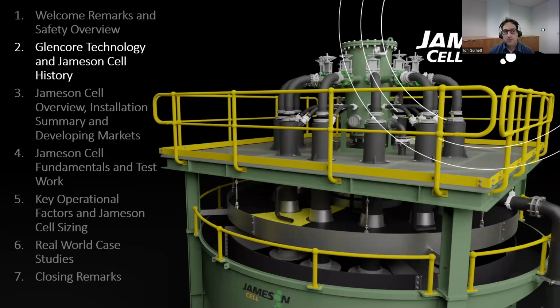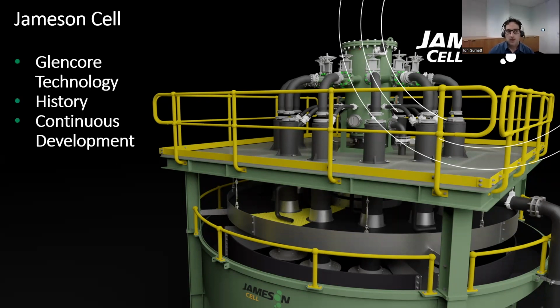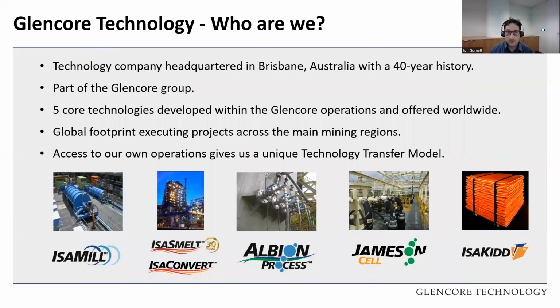Now, Glencore Technology and the Jameson Cell history. Glencore Technology is a technology company that's based in Brisbane, Australia. We've been around a fair while, around 40 years, and we're part of the overall Glencore group.